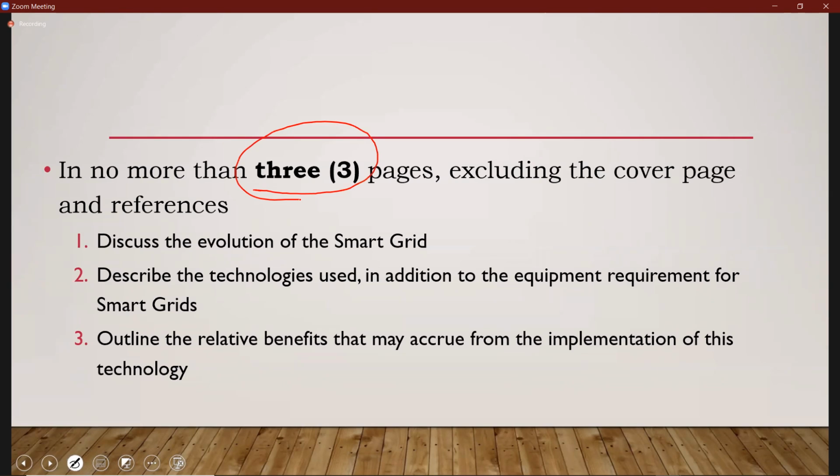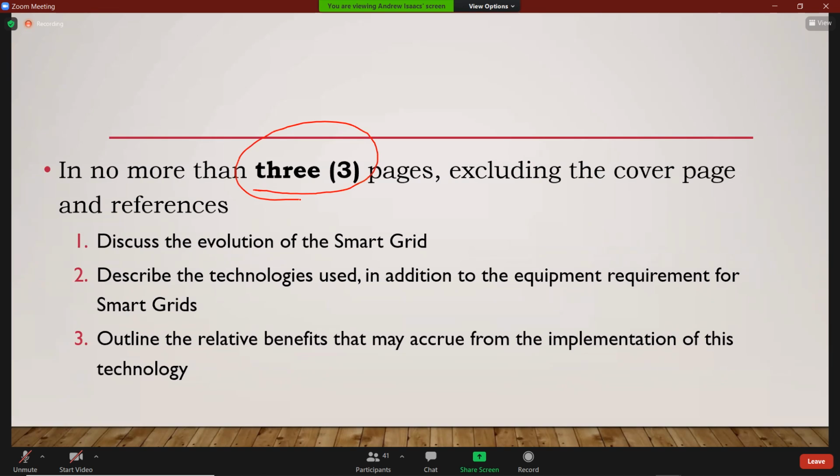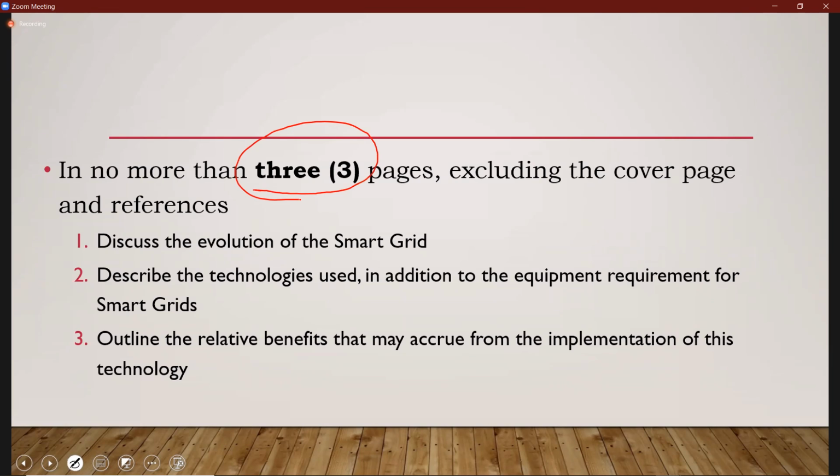Excuse me, sir. Yes. Some lecturers include the cover page in the page requirements. Is that the case here? Are you reading the slide? Yes, sir. What does it say? My bad, sir. Huh? You are now seeing it? Yes, sir. All right, good.